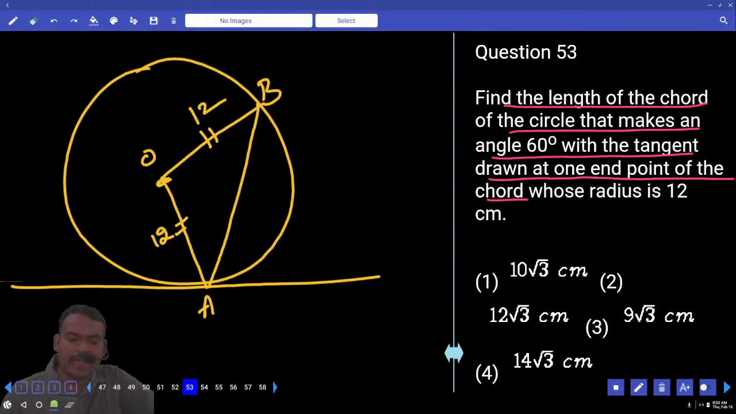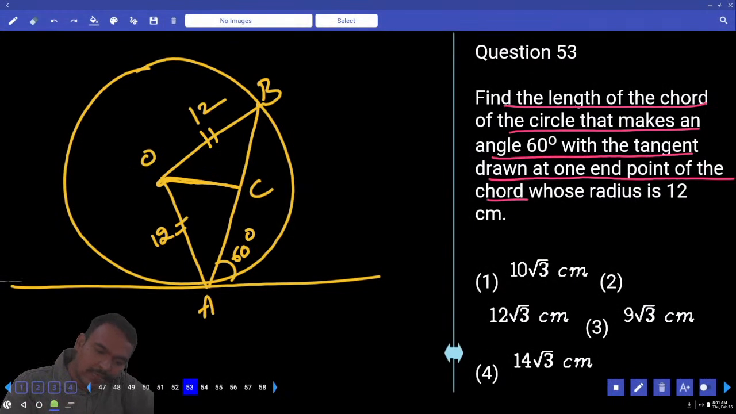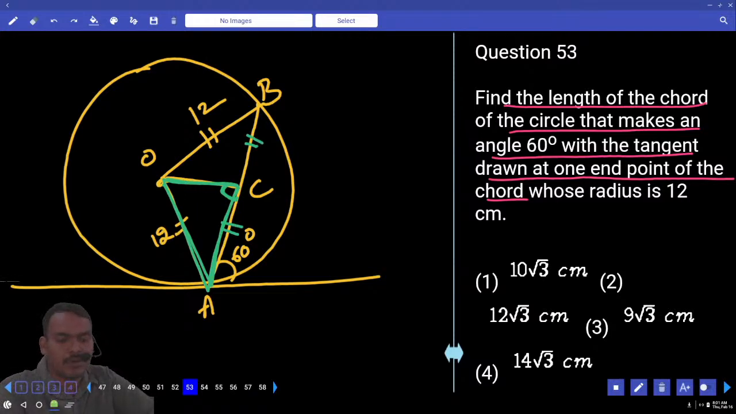And one more, what is the angle it makes with the tangent? 60 degrees. Then OC is the height of the triangle. It is a 90 degree angle, and OAC is a right angle triangle. And one more, the AC value and the BC value are the same, because the total chord is split into two equal parts.